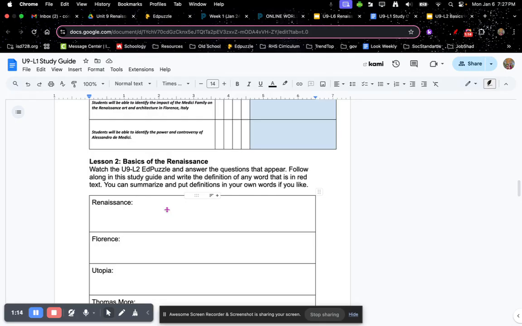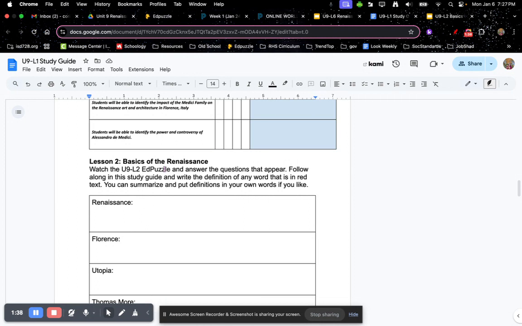For those of you who maybe struggle with note taking, what you need to do is go back into the Unit 9 folder on Schoology and look for the pink resource folder. When you open up that pink resource folder, you will find that I have the slideshows in there. So you can just go through the slideshows and copy and paste the definitions into the study guide.